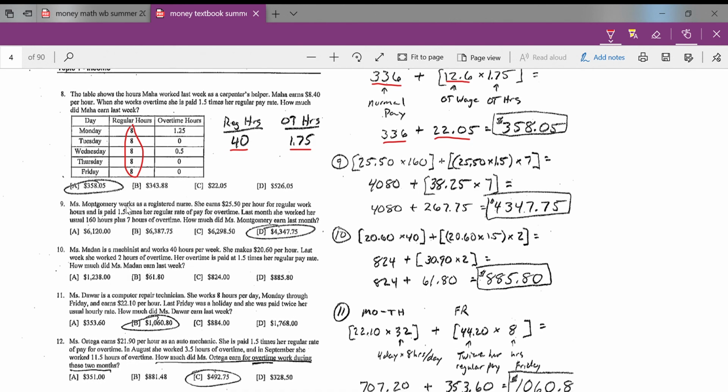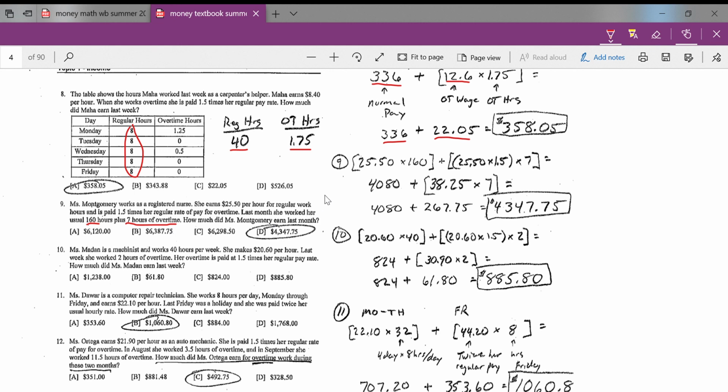Number nine, Miss Montgomery works as a registered nurse. She earns $25.50 per hour, and she's paid 1.5 times the regular rate of pay for overtime. Last month, she worked 160 hours plus 7 hours of overtime. So 160 normal hours, 7 hours of overtime. How much did she earn in the month?